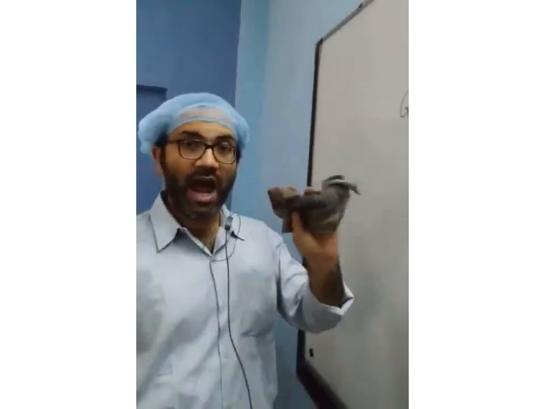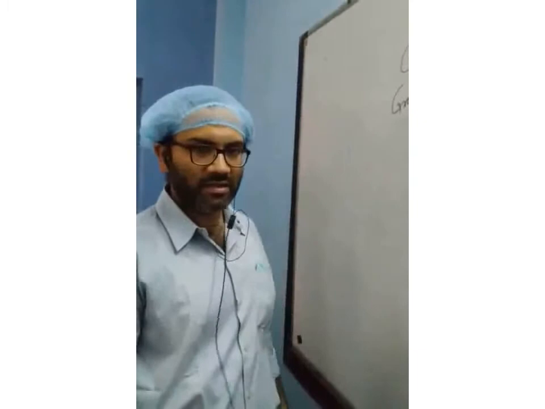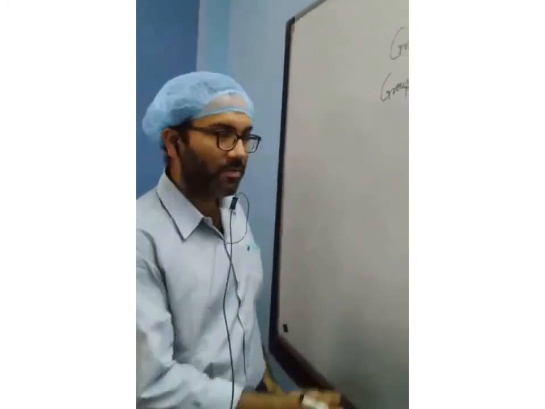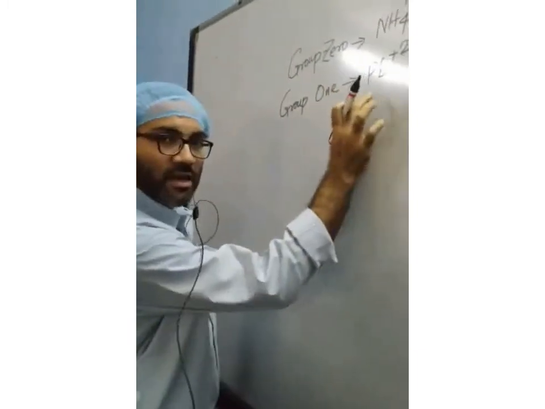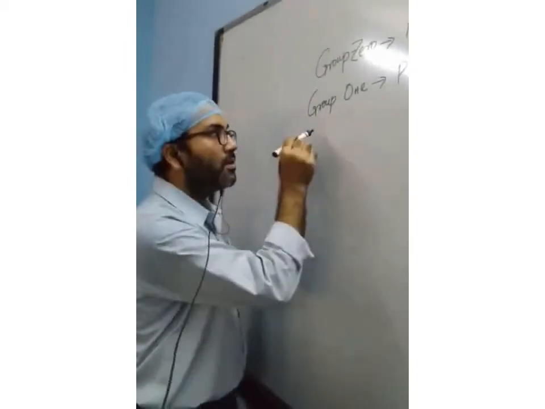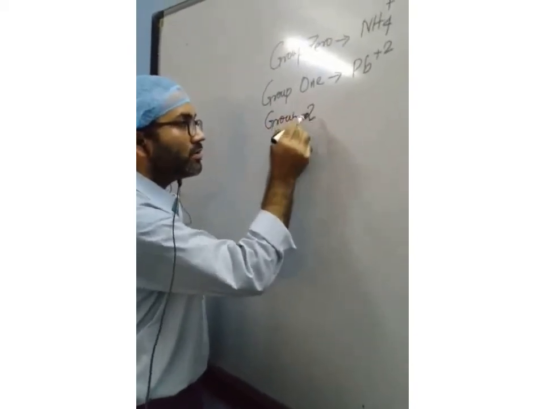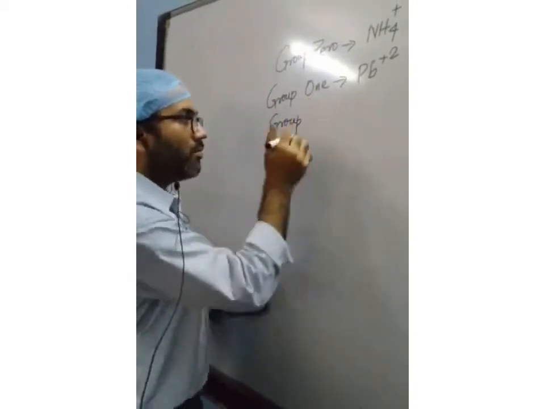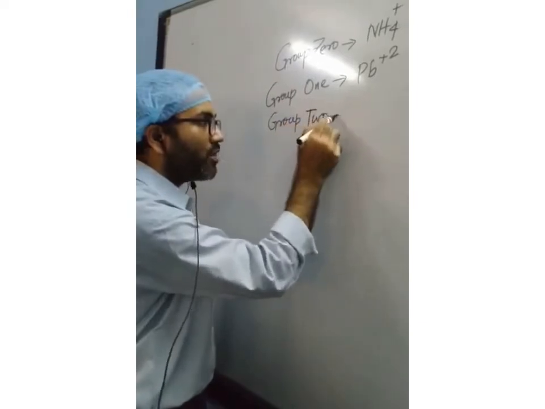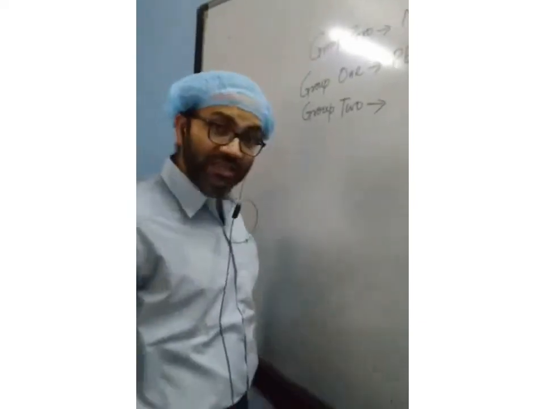Though there are other cations also in group 1, they are not a part of your syllabus. So only Pb2 plus from group 1 belongs to your syllabus. Moving on to group 2. I'm writing in words rather. What cations do we have in group 2?